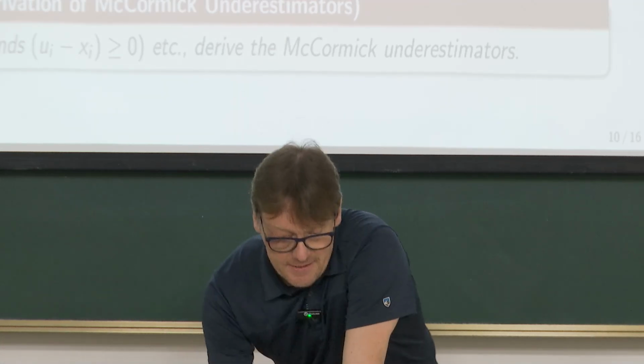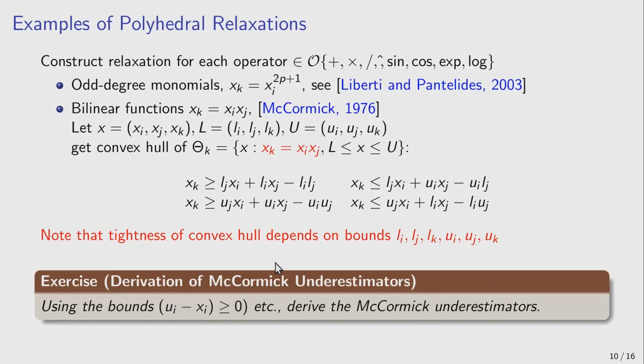One caveat that's written here is that the tightness of this convex hull depends on the tightness of the lower and the upper bounds. You kind of see this because on the left-hand side here, you're subtracting potentially large numbers. If ui, uj are very large numbers, then this makes it a very low lower bound. And if they have the same sign, then this would be a very large lower bound.